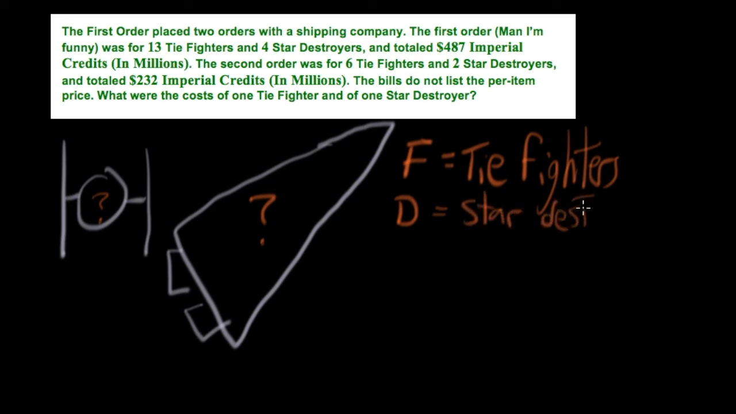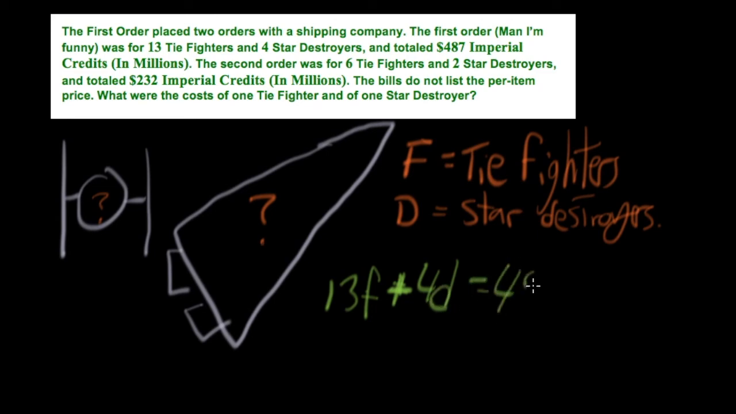And when you're thinking of systems, you want to basically try and capture both situations. So the first situation is 13 TIE fighters, so 13F, and 4 Star Destroyers, so plus, that's my plus sign, 4D, and that equaled 487.